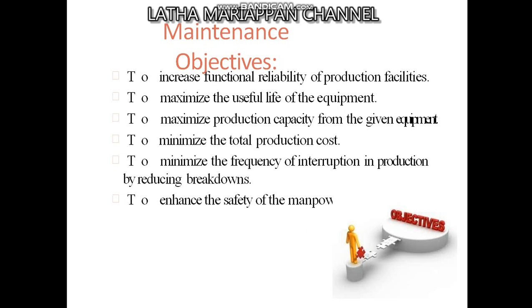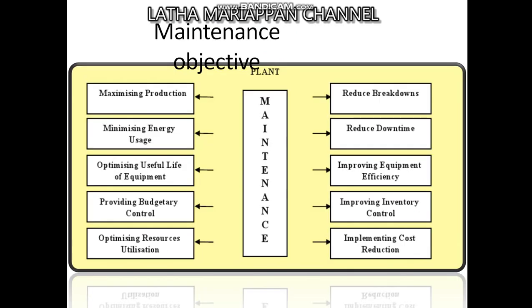The maintenance objectives are to increase the functional reliability of production facilities and to maximize the useful life of the equipment. You can also maximize the production capacity from the given equipment, and you can minimize the total production cost if it runs properly without any shutdown. You can also minimize the frequency of interruption in production by reducing breakdown. If you maintain properly, you can reduce the breakdown of the equipment, so there is no need to purchase new equipment. It also increases the safety of manpower. This is the main objective.